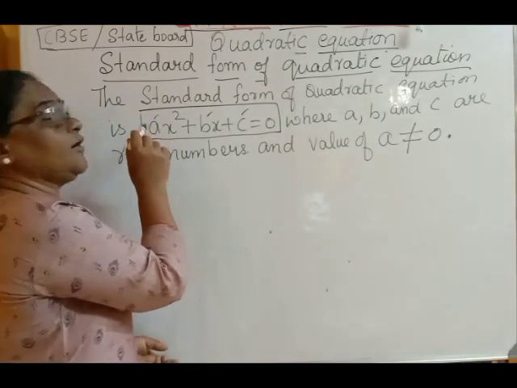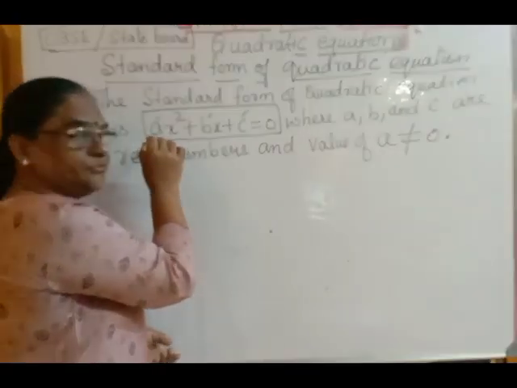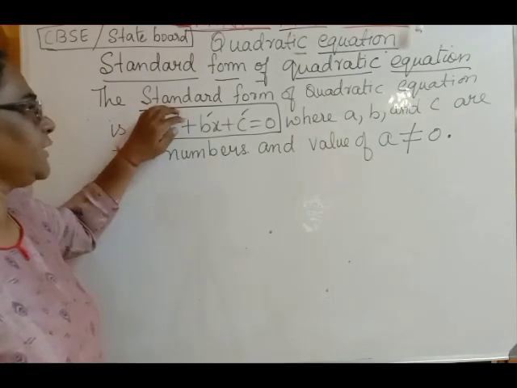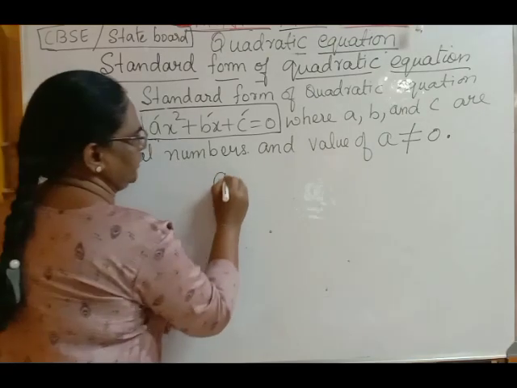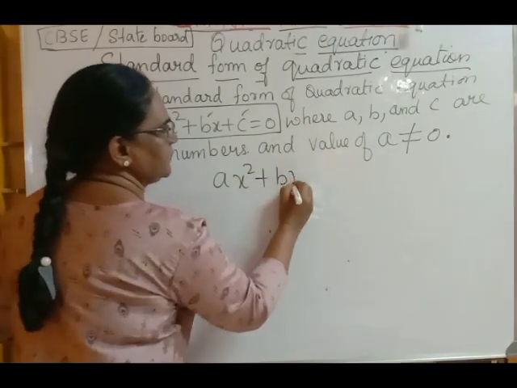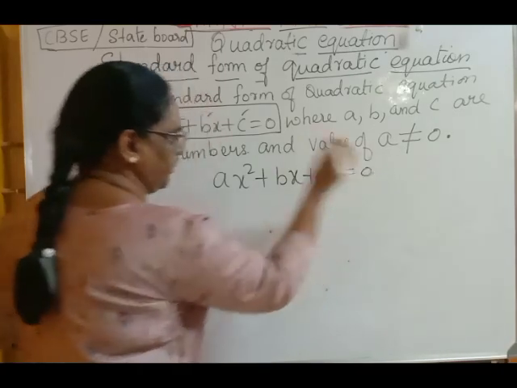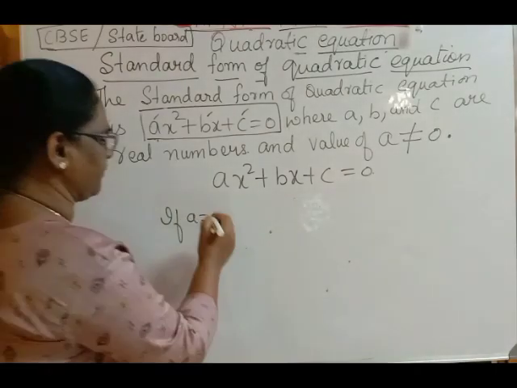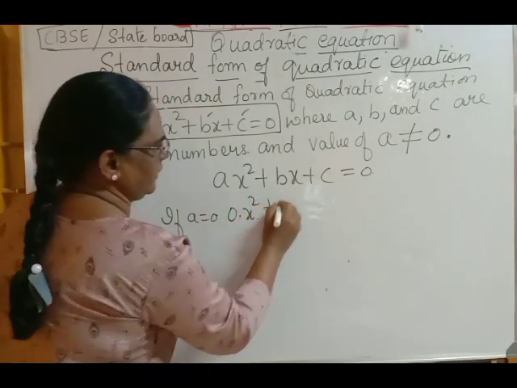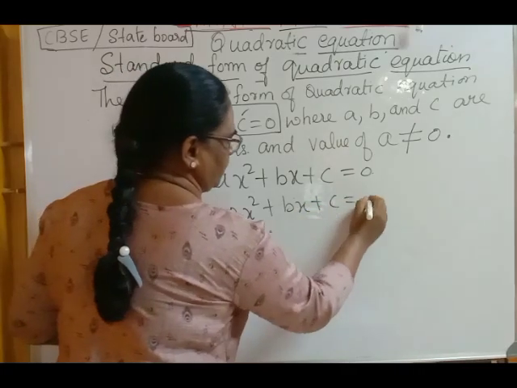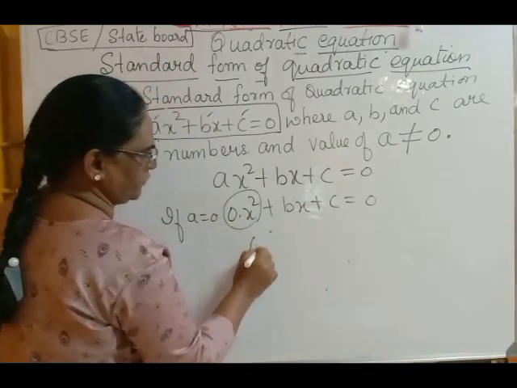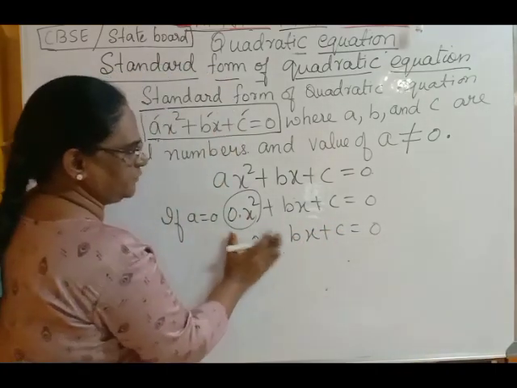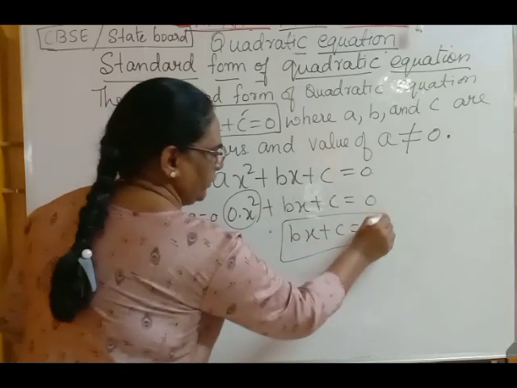But the condition is the value of this. Why the value of a? Because if this becomes 0, that becomes 0 into x square. This full term will become 0. See, this is the standard form ax square plus bx plus c is equal to 0. Suppose if you put a is equal to 0. Let me see what happens. 0 into x square plus bx plus c is equal to 0. So 0 multiplied by x square is 0. Now what happened? This term has become 0 and you are left with only this.